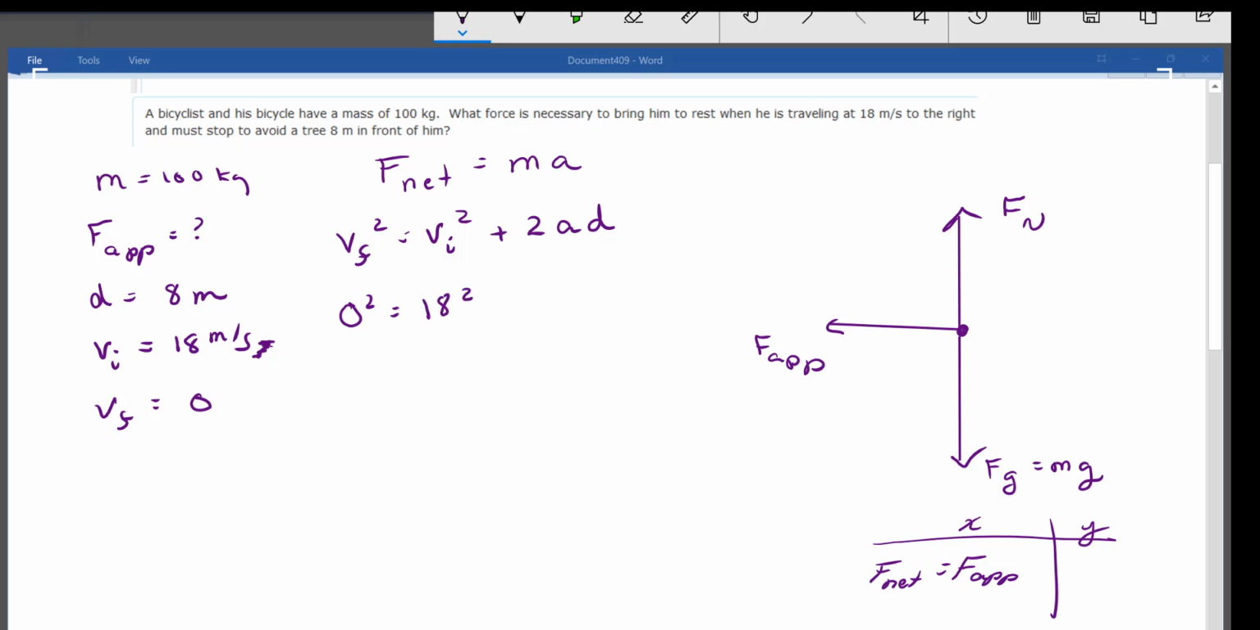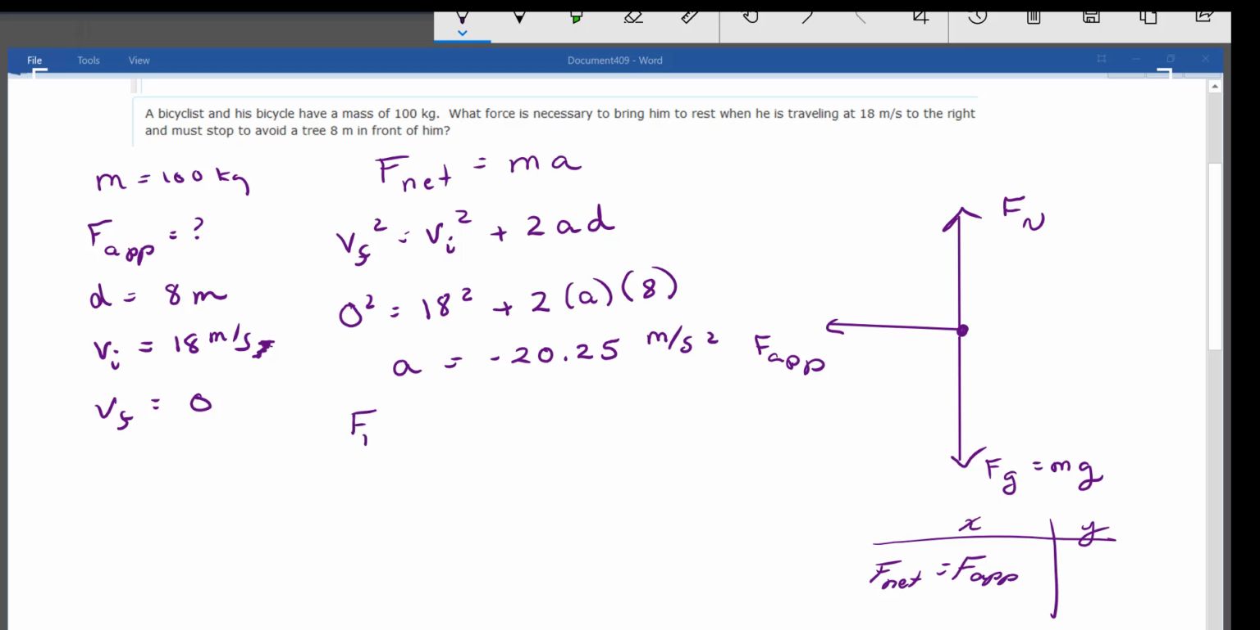The final velocity is 0. The initial is 18. My distance traveled is 8 meters, so I fill all that in, and then I go ahead and solve for A using the wonders of algebra. And for A, I get negative 20.25 meters per second squared. Negative, it's going to the left.